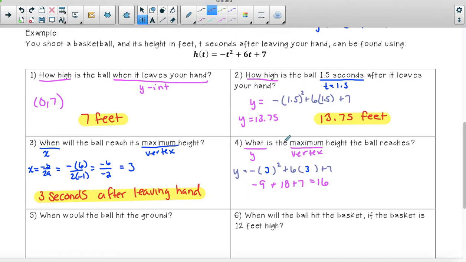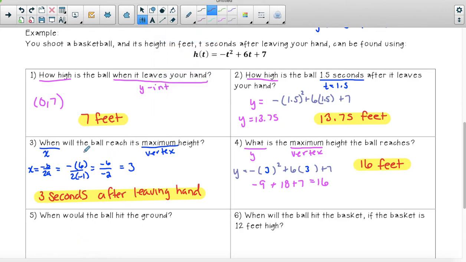So our answer is, what is the maximum height? It's 16, the maximum height is 16 feet, because it's asking for height. We have to know what our units of measure is. So the maximum height it reaches is 16 feet. So our vertex is at (3, 16). 3 seconds after it leaves our hand, it reaches the height of 16 feet, because it's the same vertex. So our vertex is (3, 16).